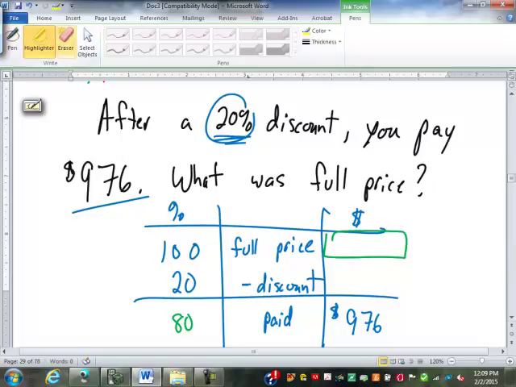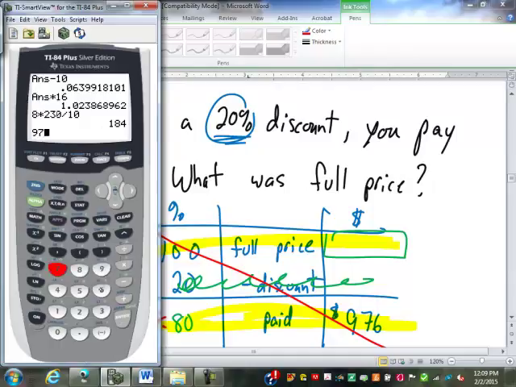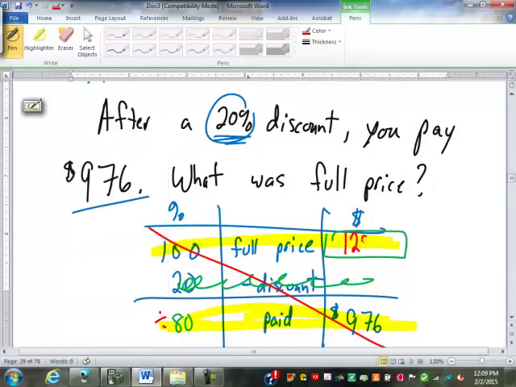So what we need here is one item where we know both the percent and the dollar amount, and that's this row down here. Then of course we need the item that has the amount we're looking for, which is that top row. What that's saying is we don't need this middle row here. I'm just going to ignore it for now. And our proportion is set up right in the table. We can cross multiply and divide right in here. 100 times 976 divided by 80 gives us $1,220. So the original price was $1,220.